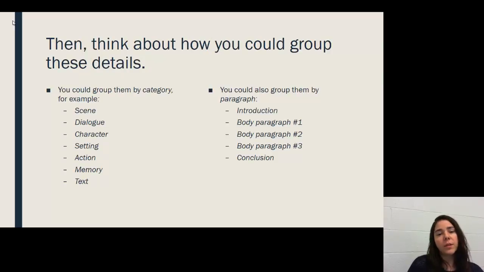What you're going to do is think about grouping these details in different categories, so you could have them broken up by scene, dialogue, character, action, memory, text, or if that makes sense to you, great, go with that. If that doesn't make sense to you or you want to do it a different way, you could also group them by paragraph. So think about what you're going to write about in your introduction, your body paragraphs 1, 2, and 3, and then your conclusion. Your essay may or may not have 5 paragraphs total when you're done with it, but it's a good place to start with 5 different elements.